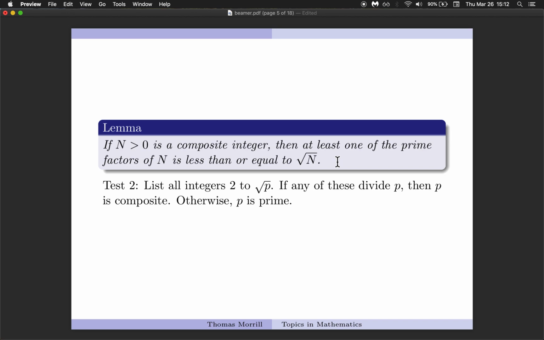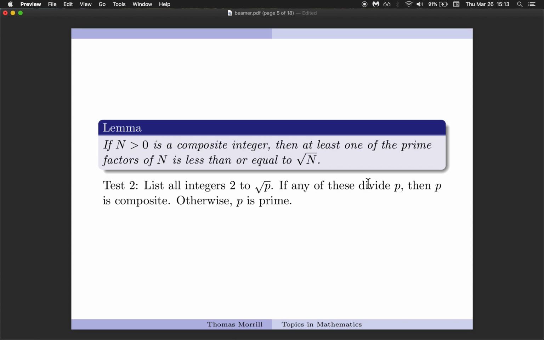If I list out all the integers from 2 up to the square root of p, those are divisors I can check. If any of them divide p, then p is composite. But if none of those integers divide into p, then the lemma tells me that p has to be prime. Composite numbers always have at least one prime divisor less than their square root. We've run through all the potential numbers up to the square root of p, didn't find any that actually divide into p. That means p has to be a prime number.